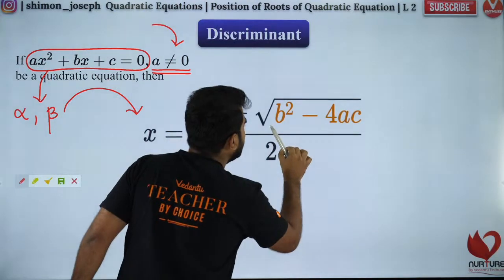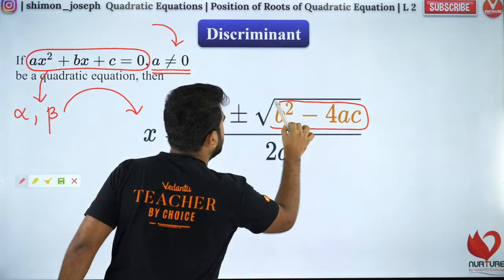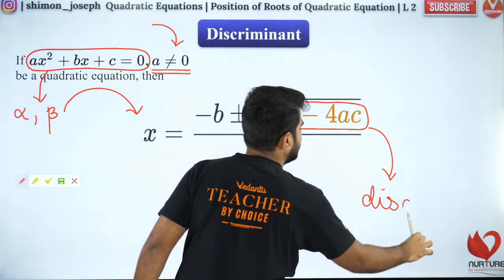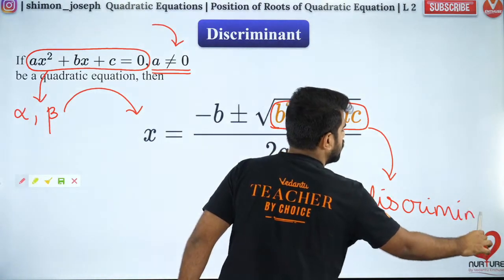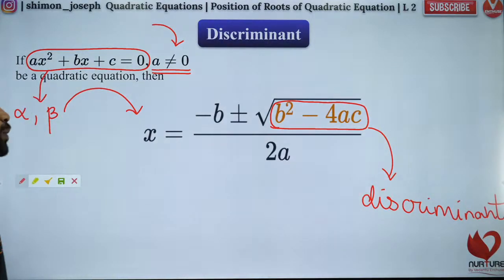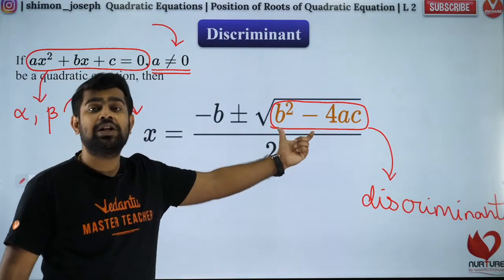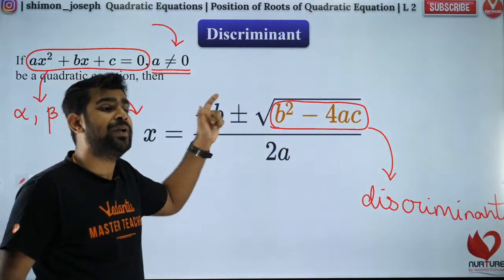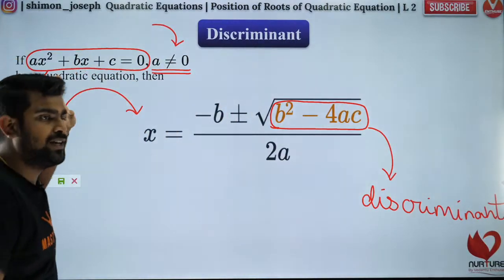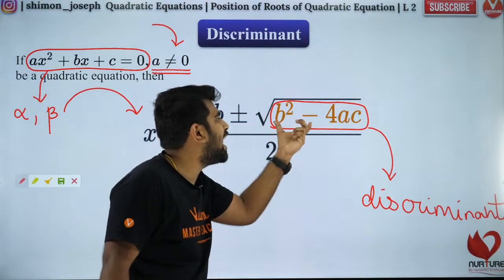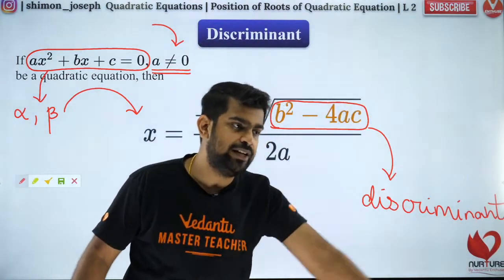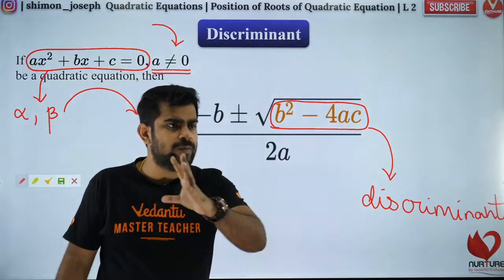Now this part is called the discriminant of a quadratic equation. Are you all clear with it? So what is the discriminant? The discriminant is b square minus 4ac, which is present inside the square root. Whatever is present inside the square root, that value b square minus 4ac, is called the discriminant. Very, very important. I will teach you why it is important. I will make it very easy, don't worry.